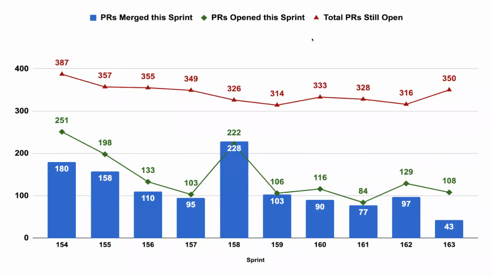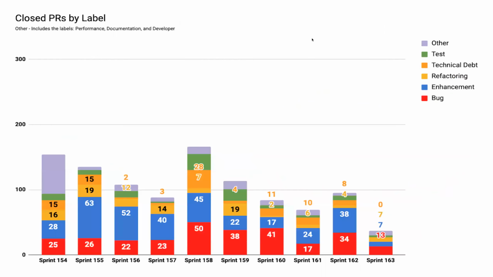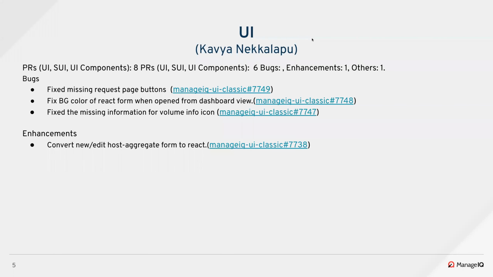So this sprint, we had a small drop-off in the number of pull requests opened and a large drop-off in number of pull requests merged. I'm not sure why that is, but we will investigate. As for the pull request breakdown of the ones that were merged, 13 were bugs, 7 were enhancements and 7 were refactorings. And with that, I'll turn it over to Kavya.